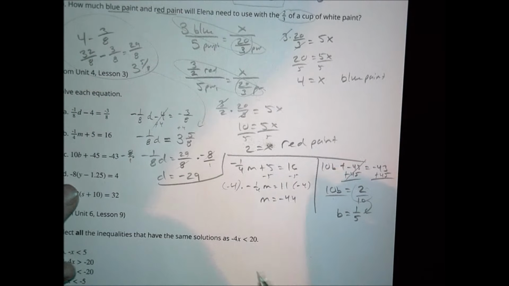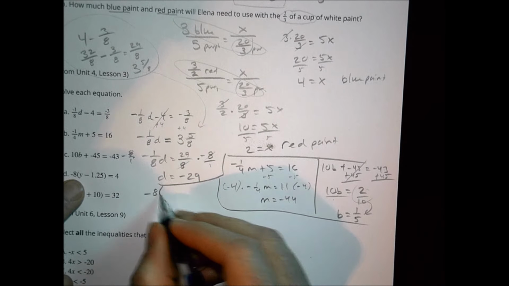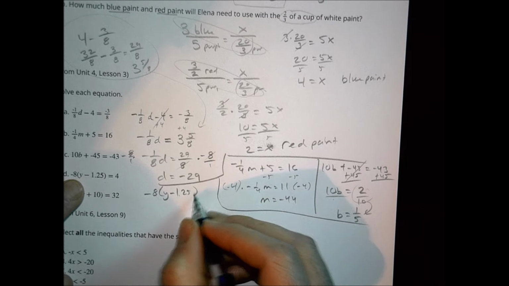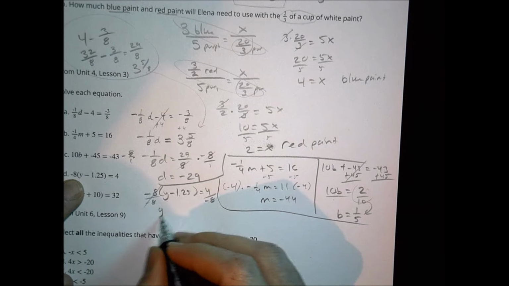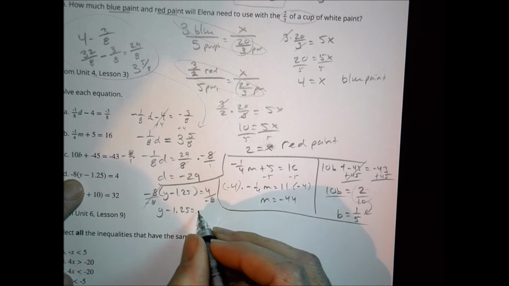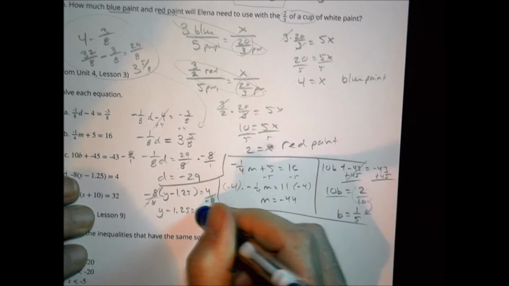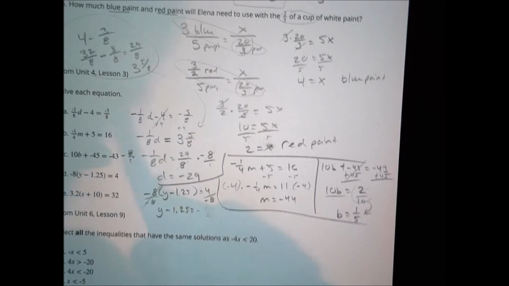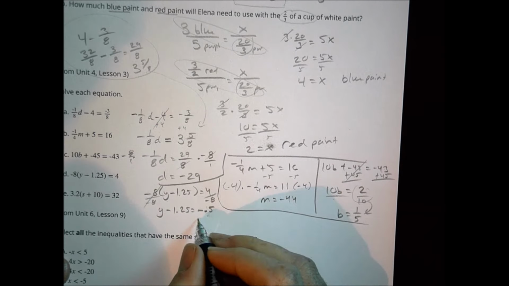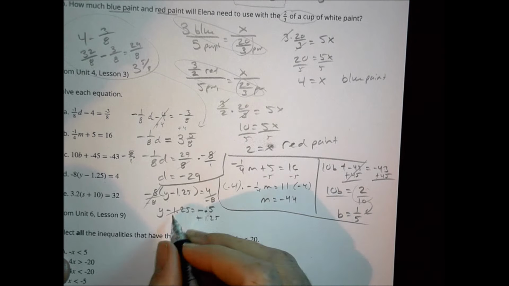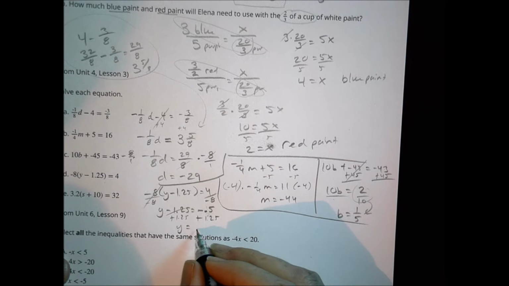For D, let's see. We have negative 8 times y minus 1.25 equals 4. I'm going to divide both sides by negative 8, so that y minus 1.25 equals negative 1/2. I can rewrite negative 1/2 as negative 0.5, because I have a decimal over here. And now I'm going to go ahead and add 1.25 to both sides, so that y equals 1.25 minus 0.5, which is going to be a positive 0.75.